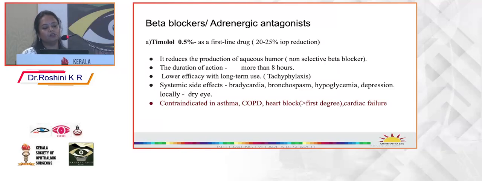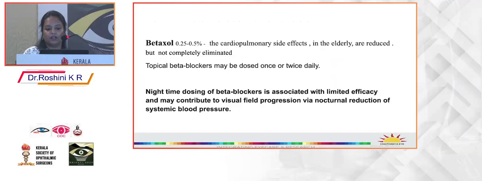Coming to beta blockers, timolol 0.5% is a first-line drug and reduces the production of aqueous humor, but the efficacy is lower with long-term use. Systemic side effects are common, like bradycardia, bronchospasm, depression, and hypoglycemia. Locally, dry eye can occur. Contraindicated in asthma, COPD, more than first-degree heart block, and cardiac failure. Cardioselective is betaxolol, but it does not completely eliminate the cardiopulmonary side effects, but reduces them. Topical beta blockers may be used once or twice daily, but nighttime dosing is associated with limited efficacy and also can cause visual field progression because of nocturnal reduction of systemic blood pressure.